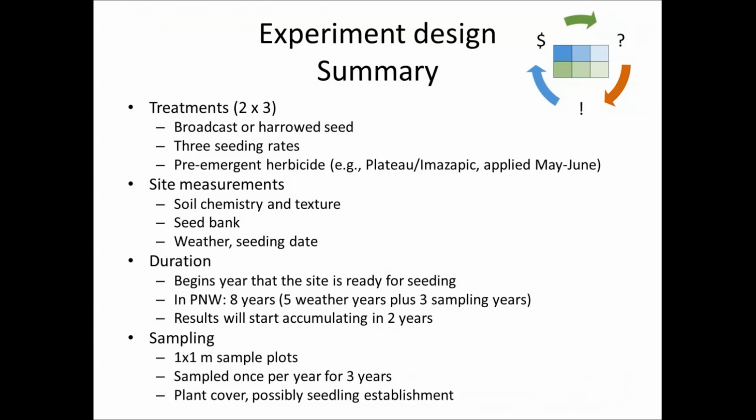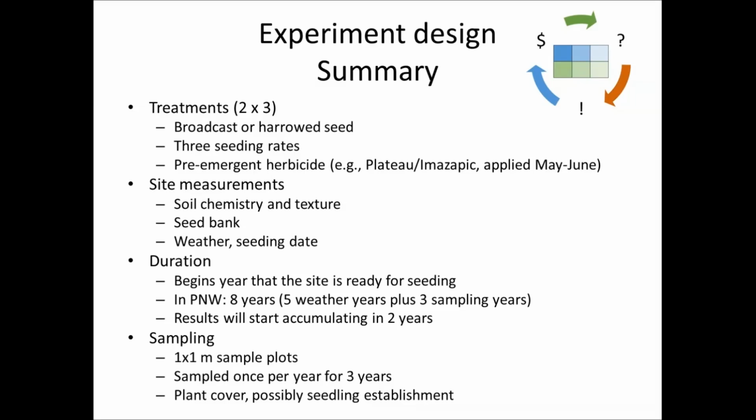So here's another summary of the experimental design. Again, it's a 2x3 factorial experiment with a split plot on herbicide. We're looking at broadcasting versus harrowing and rolling, or raking and rolling. We're looking at 3 different seeding rates and the use of pre-emergent herbicide. We want to take many site measurements. We're interested in soil chemistry and texture. We're interested in the seed bank. We're interested in the weather conditions and the seeding date.